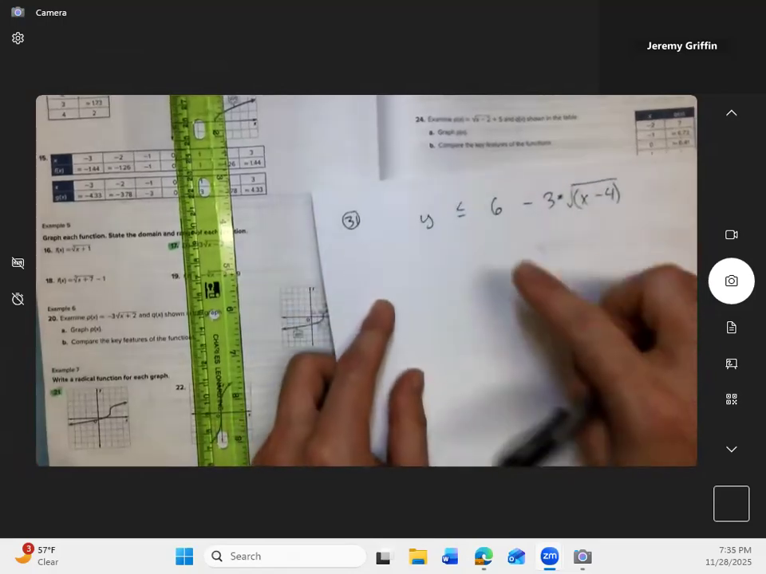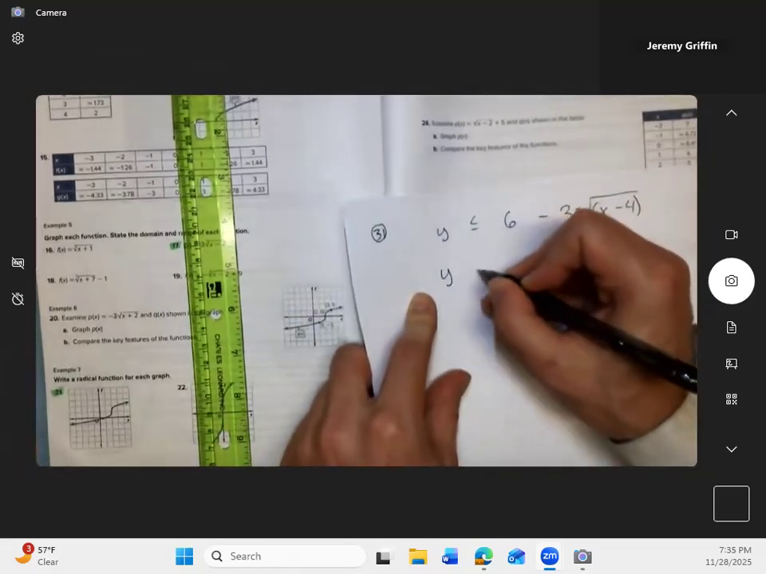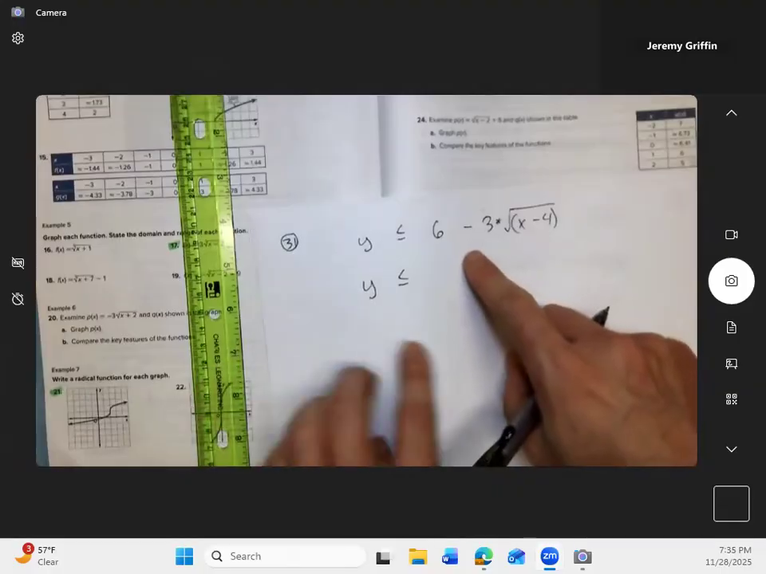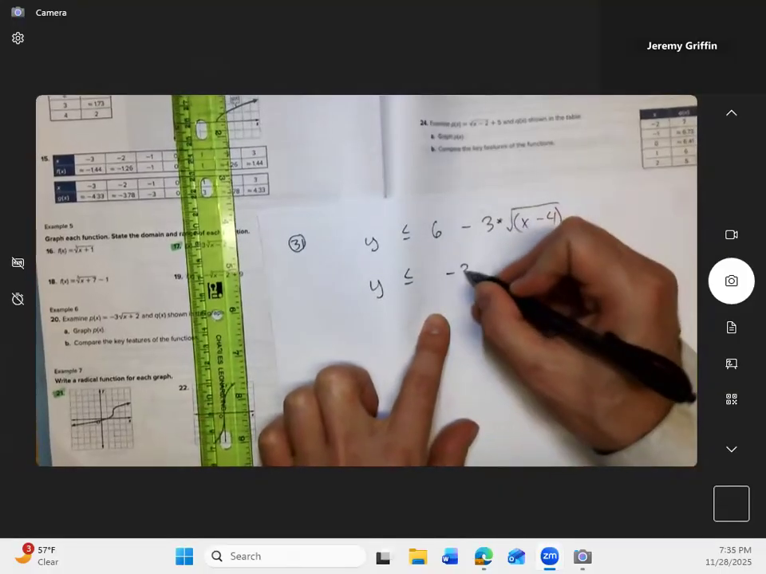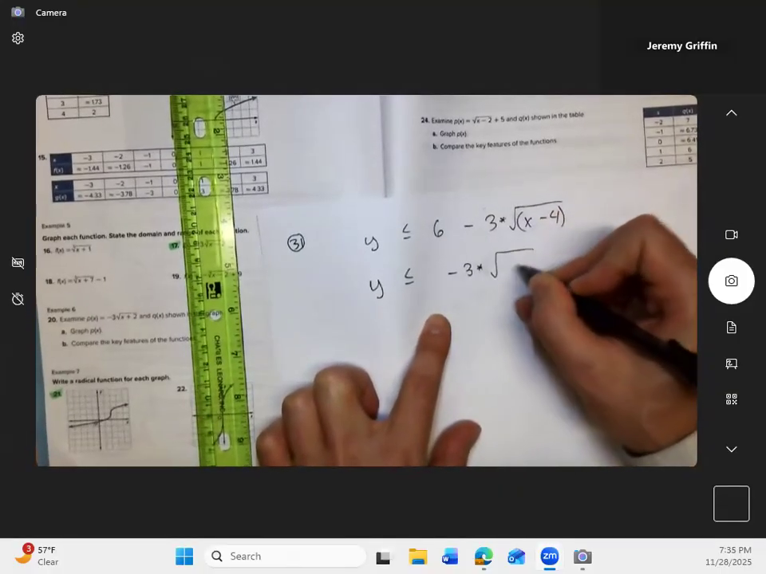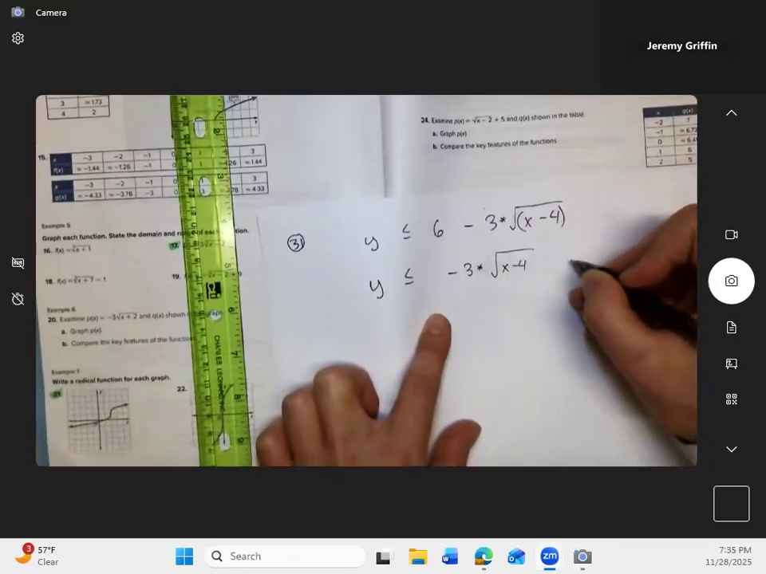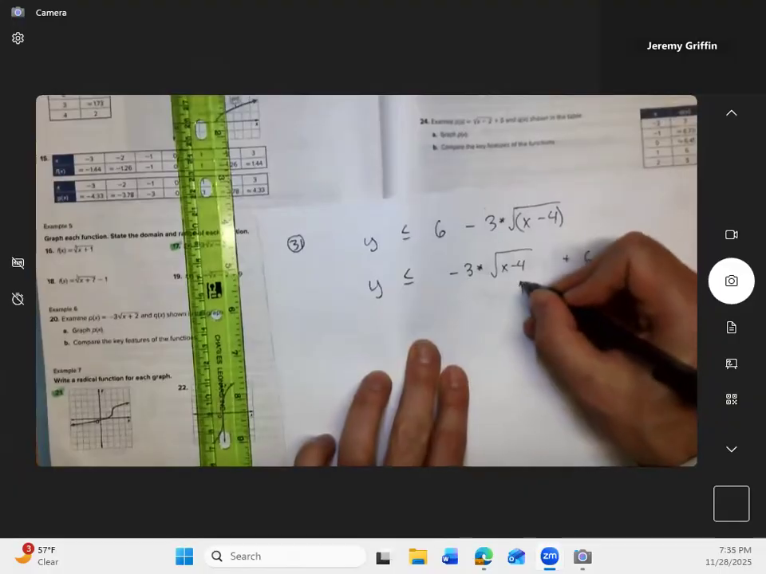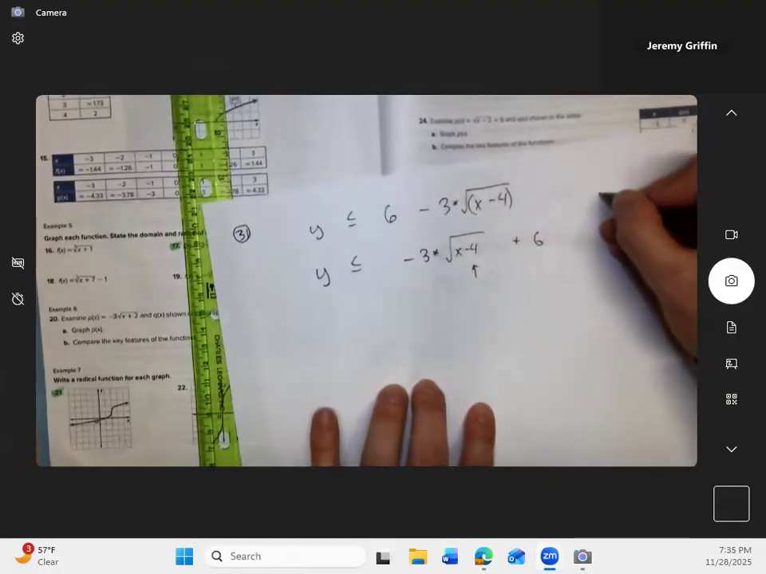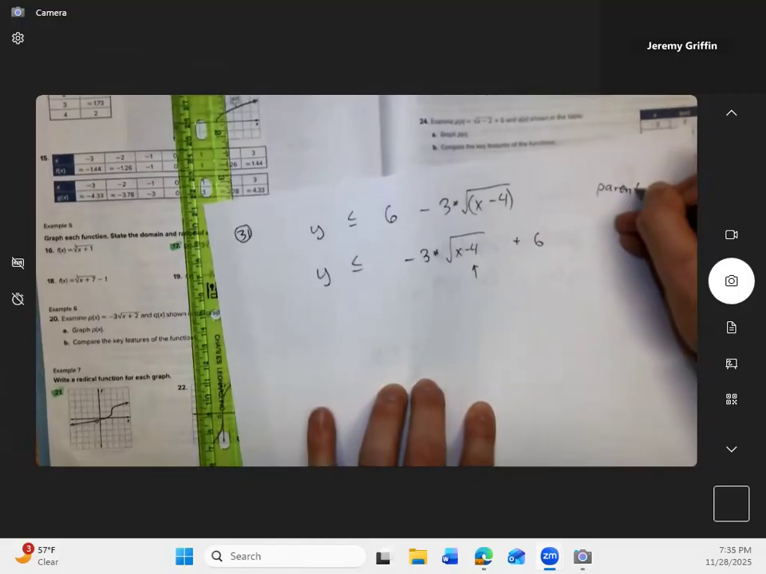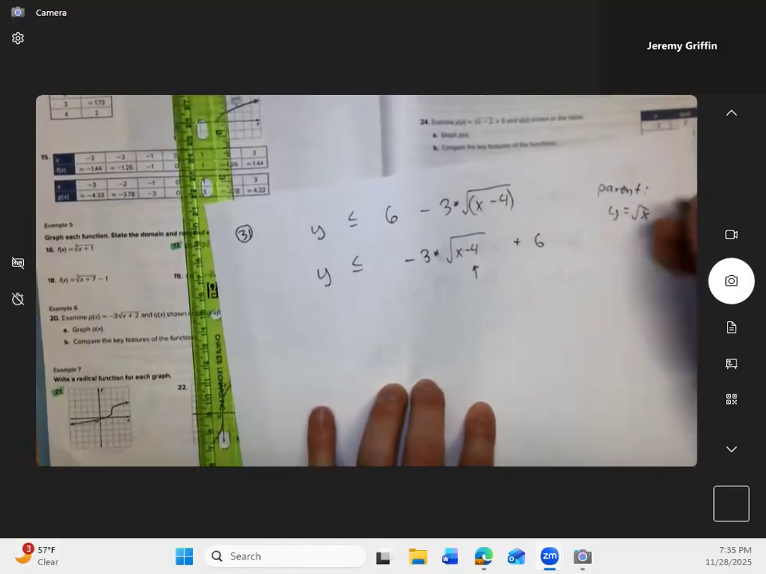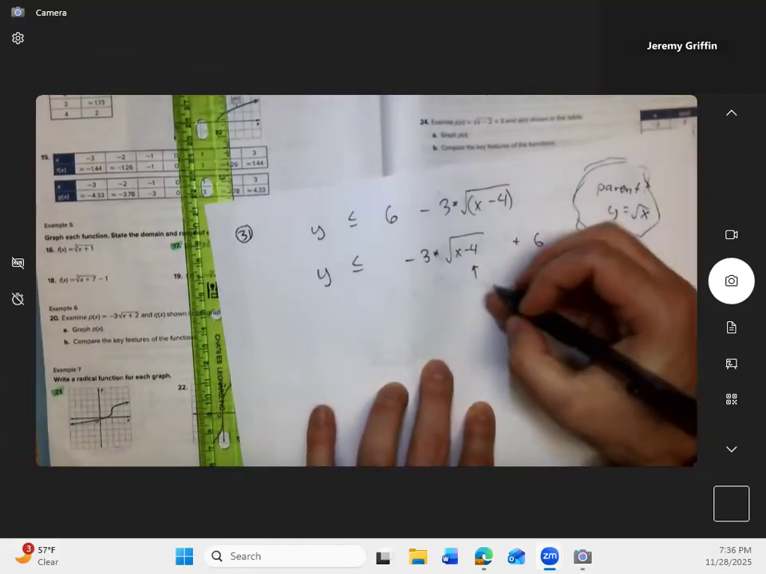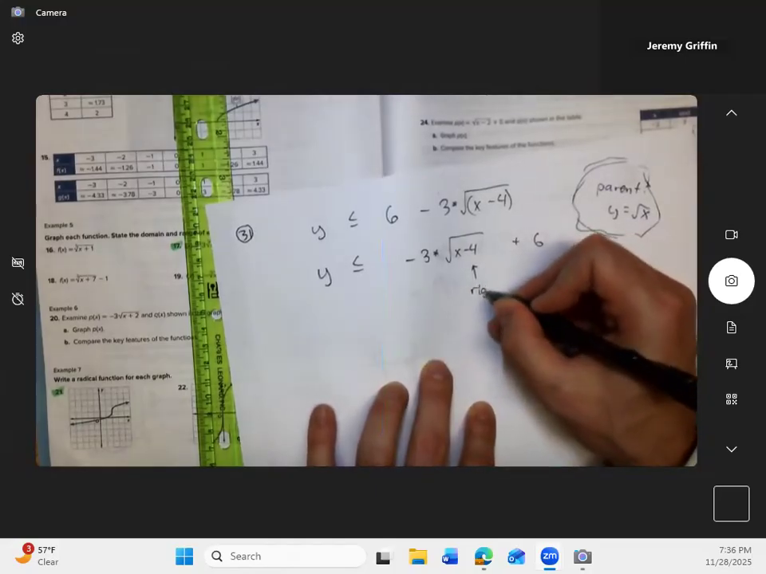Okay. One thing I'm going to do right away is rearrange this a little bit. Could this be negative 3 times the root x minus 4? And then tag on the plus 6 at the end. So you do that. Okay. So relative to the parent function, if the parent function is y is the root x, so you basically have a square root looking shape. This would go right 4.